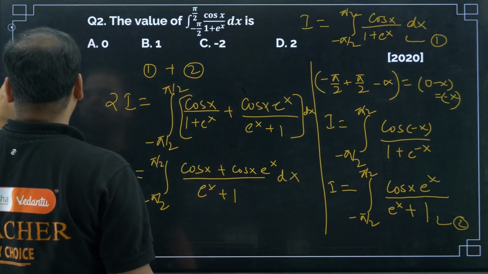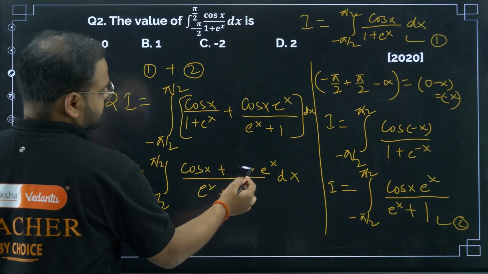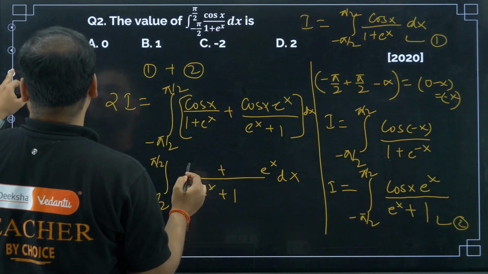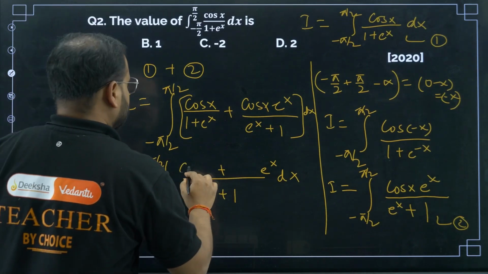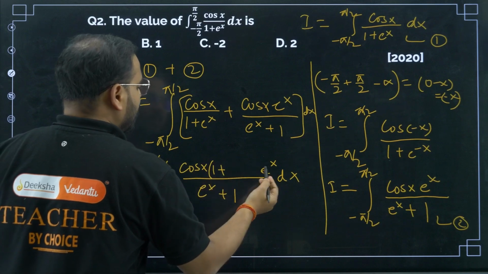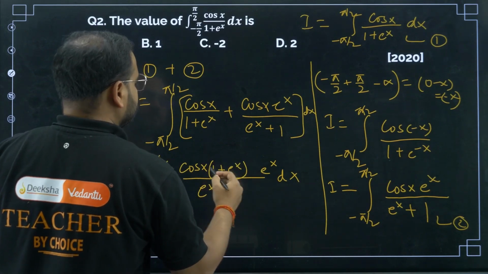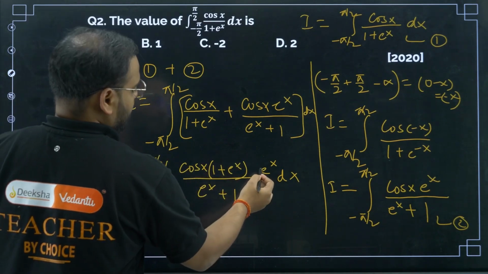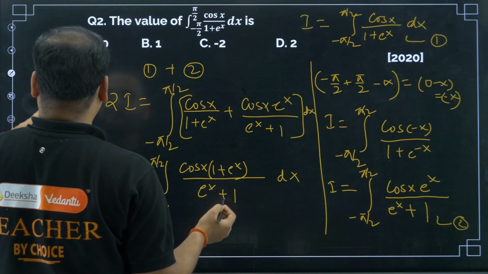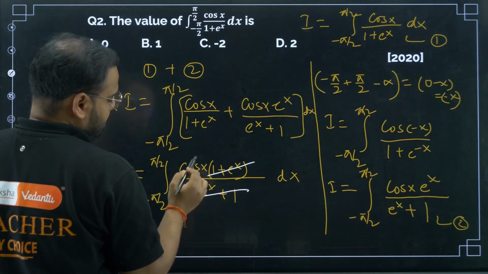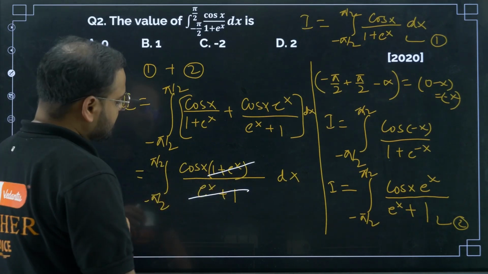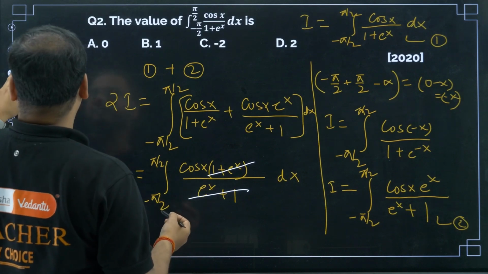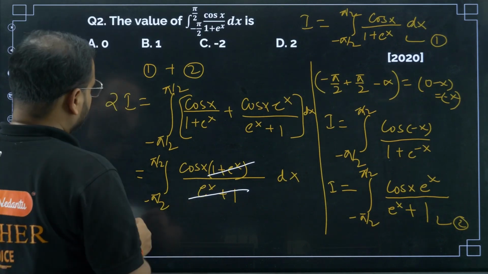I can take cos x common, so I can rewrite this statement as cos x common times 1 plus e power x. Okay, I'm going to write it like this. Now you can just cancel 1 plus e power x from numerator and denominator. So my final statement for the question, what is this?